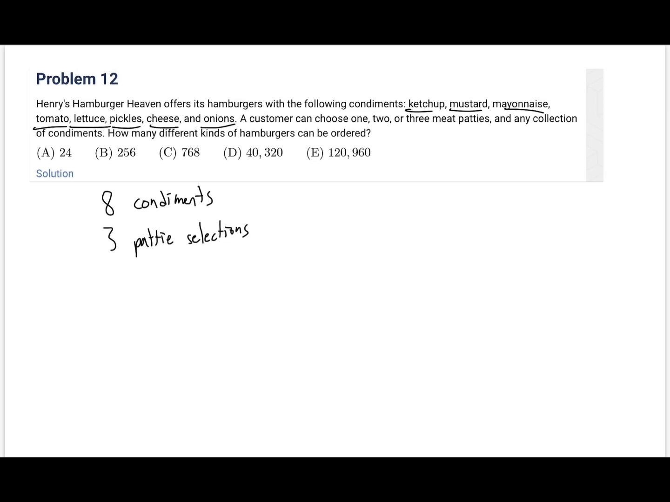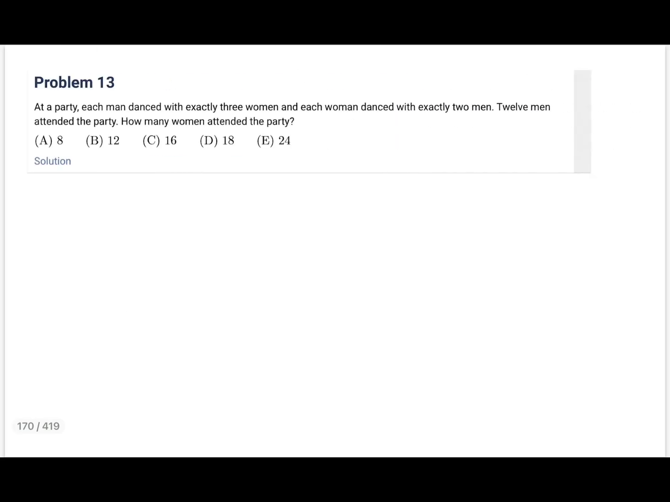And so how many different kinds of hamburgers can be ordered? So the 3 patties, so we have a 3, and then we have 8 condiments. And we can pick each one to put it in or not put it in. So there are 2 choices for every condiment, right? So 2 to the 8th power, this equals 3 times 256, equaling 768. The answer is C.